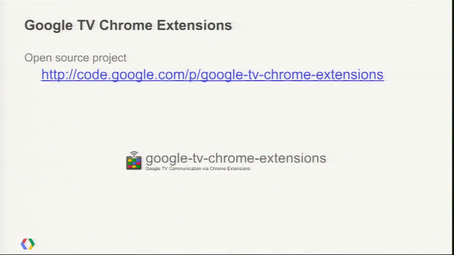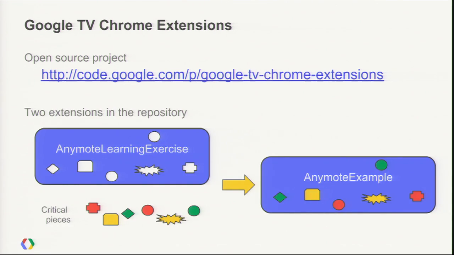We've got a code.google.com project that you should go visit. It's just called Google TV Chrome Extensions. There's an example in there for how you go ahead and do this pairing and communication. But there's actually one more thing. I said I'm a college professor, so I couldn't resist the opportunity to give you a homework assignment. You've all been assigned a homework assignment, and that is the Anymote learning exercise.